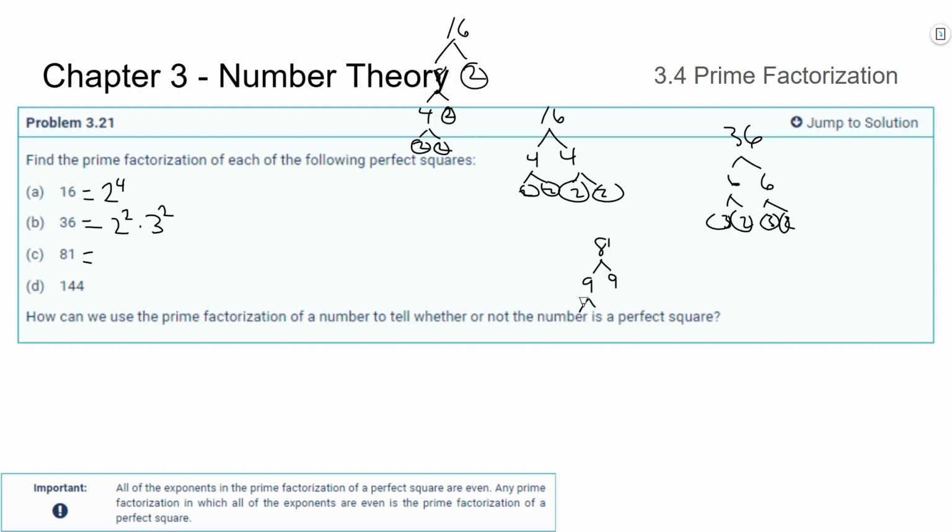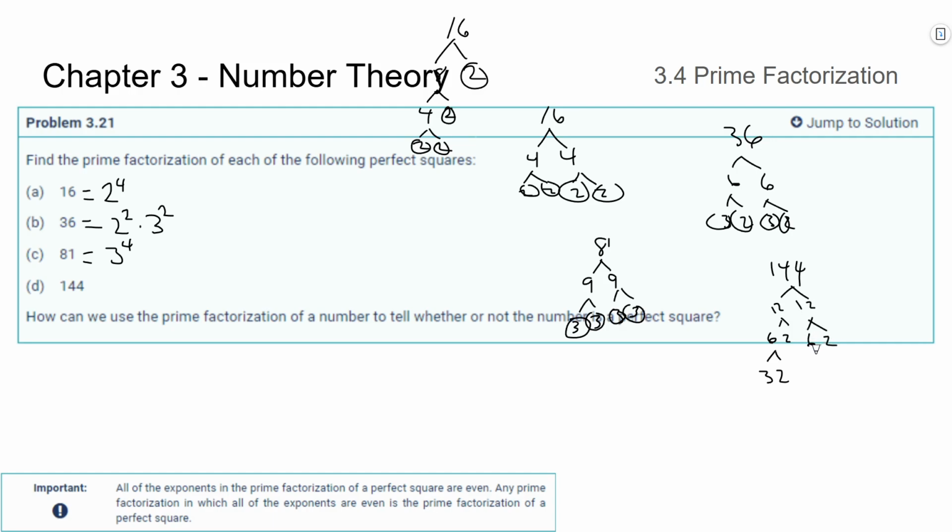So anyways, if you do it this way, you can see that the left side of the tree is going to be the same as the right side of the tree. So 3 times 3 are primes, and you know that the other side of this tree is also going to be 3 times 3, but we'll go ahead and write it out anyways. So it's going to be 3 to the 4th. Okay, so then this last one here, 144, is 12 times 12, and 12 is 6 times 2, and 6 is 3 times 2.